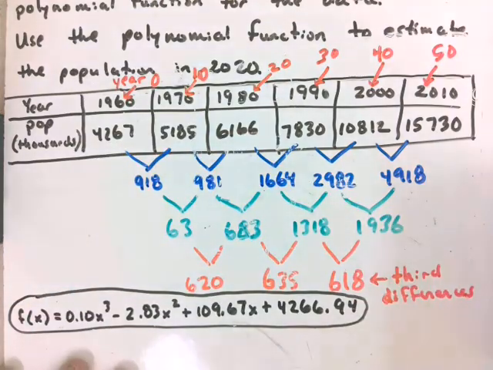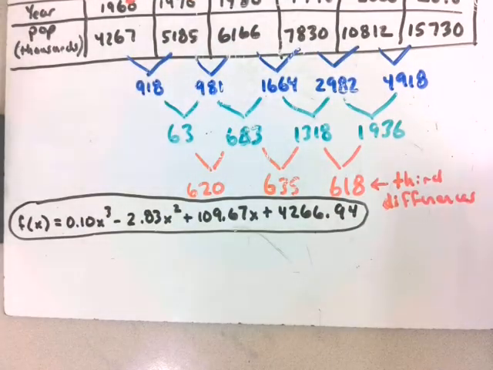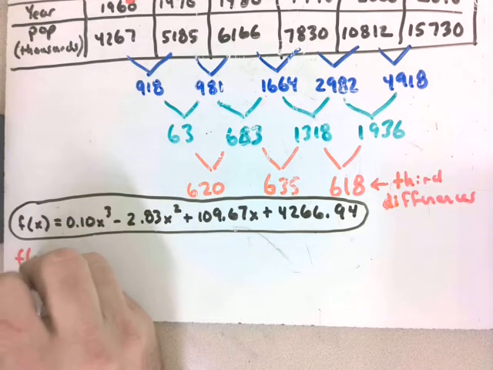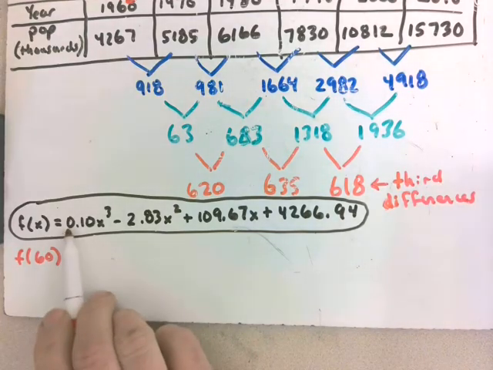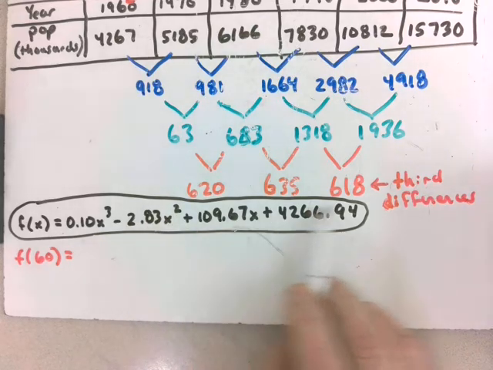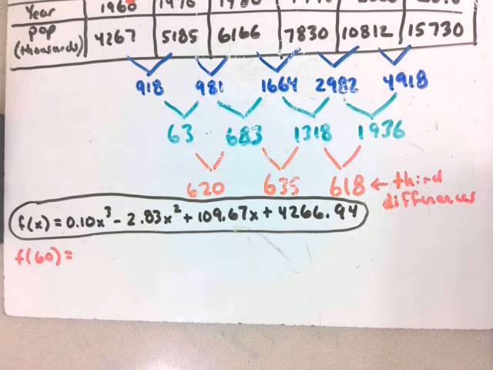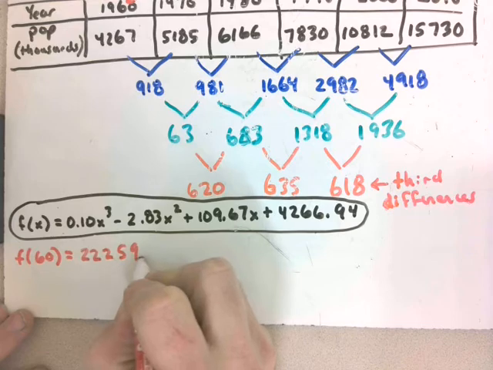The first part of the directions asked us to write a polynomial function for the data. Then it asked us to estimate the population in 2020. Well, in 2020, that is 60 years after 1960. So you would need to type in or plug in 60 for x. So if you went through and did that, you would have 0.10 times 60 cubed minus 2.83 times 60 squared, and so on. And if you did that, this is the number that the calculator would give back to you, 22259.14.